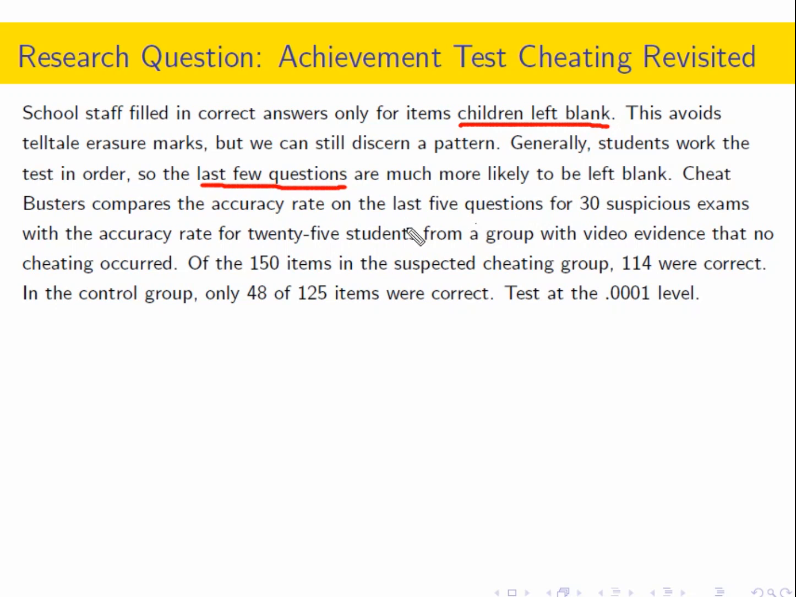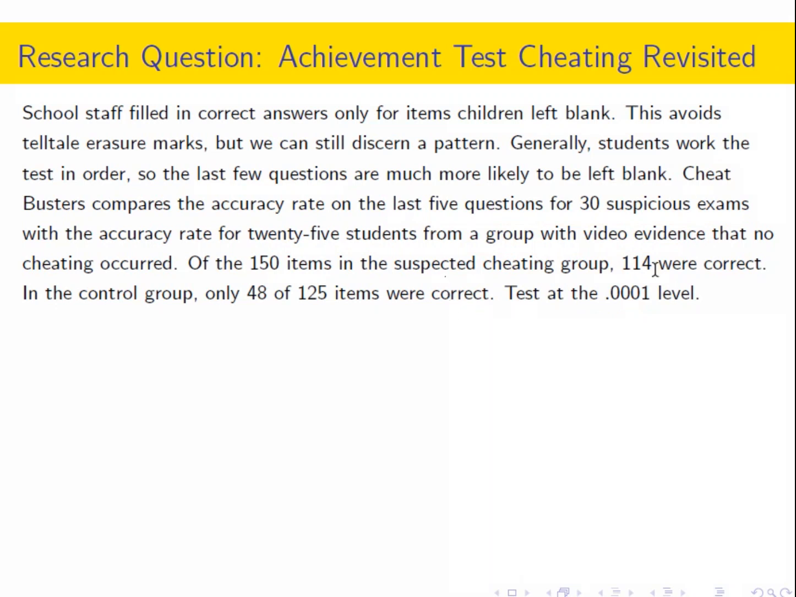that were left blank. So here's what CheatBuster is going to do. They compare the accuracy rate on the last 5 questions for 30 suspicious exams with the accuracy rate for 25 students from a group, and they have video evidence for this control group that no cheating occurred. So now they have 150 items in the suspected cheating group, 114 of which were correct. And in the control group, only 48 of 125 items were correct. And so we're going to test, again, at a very stringent level, whether or not cheating occurred.